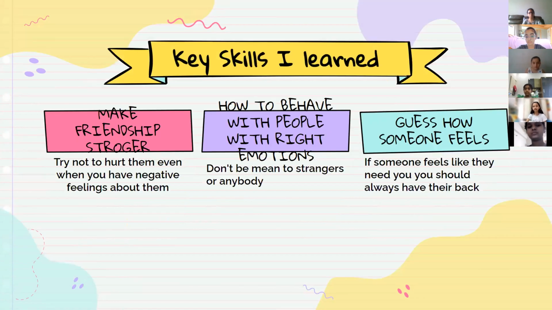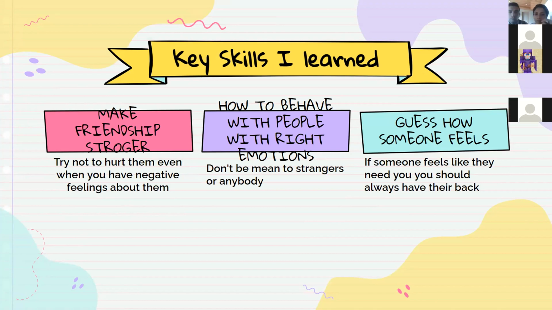And the skills I learned are to make friendships stronger. For example, if you are thinking negative things about your friend but you don't want to hurt them, don't say those negative things you're thinking about them. I also learned how to behave with the right people in the right way. Don't be mean to strangers unless you know how he or she feels. If someone feels sad or happy, you can easily tell by their emotions.